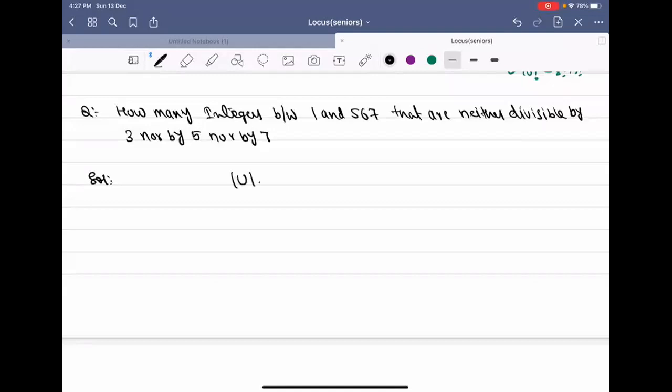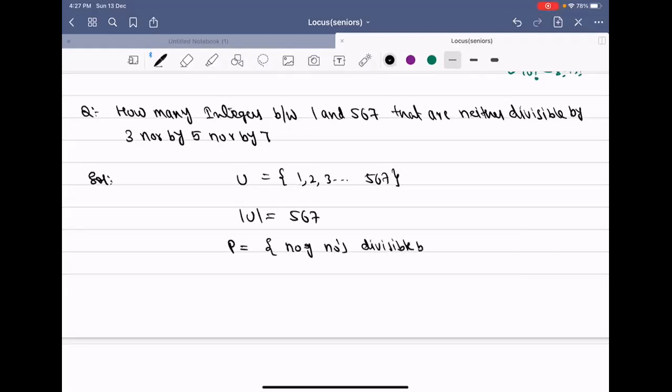The number of elements in the universal set is equal to what? The universal set is 1 to 567, so the number of elements in the universal set is 567. P is the number of numbers divisible by 3. Similarly, Q is the number of numbers divisible by 5, and R is the number of numbers divisible by 7.